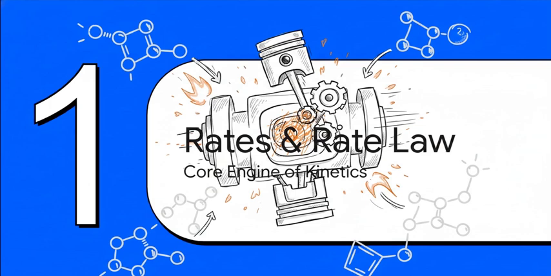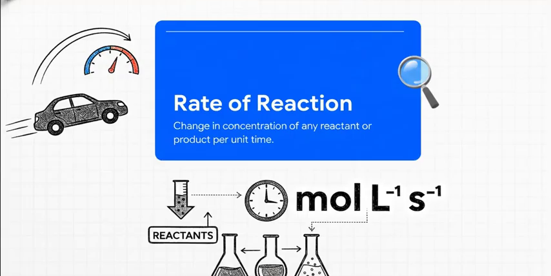Section 1. Reaction rates and rate law, the core engine of kinetics. Imagine you're driving a car, right? Your speed is measured in miles or kilometers per hour. Well, in chemistry, the speed of a reaction is the rate of reaction. It's simply defined as the change in the concentration of any one reactant or product per unit time.